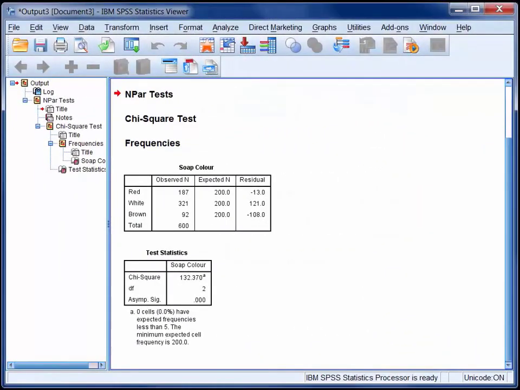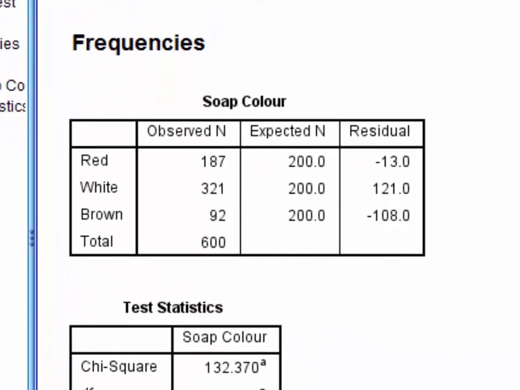So when you run a chi-square test for goodness of fit in SPSS, you get two tables of output. The first is just a summary table of the data, and here we can see that 187 people chose the red soap, compared to 321 who chose the white, and 92 who chose the brown. Remember that if all three colours were equally popular, we would expect about 200 people to choose each colour, and these are the expected frequencies which are reported here.